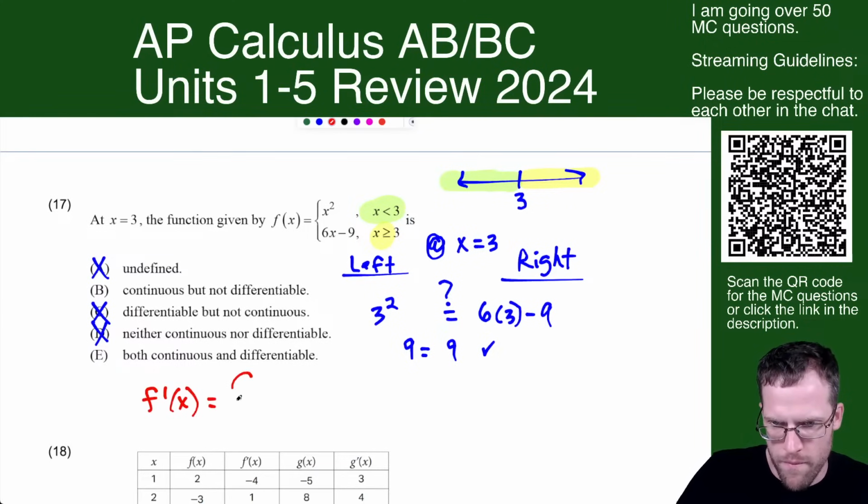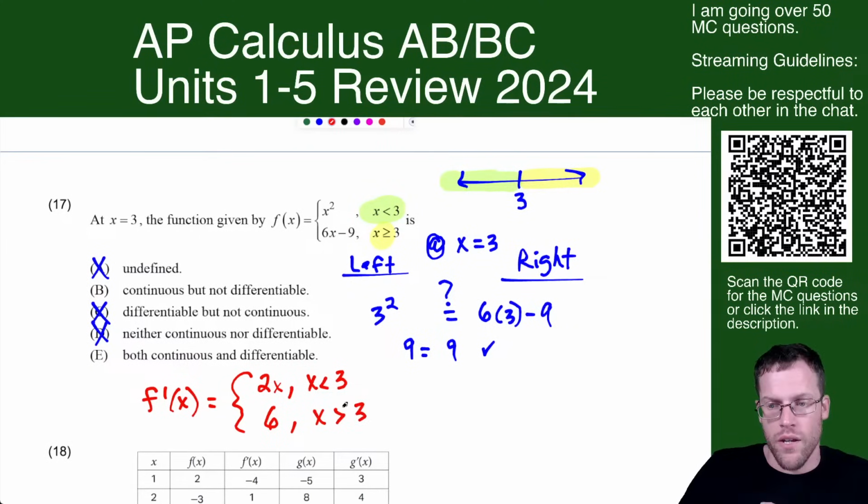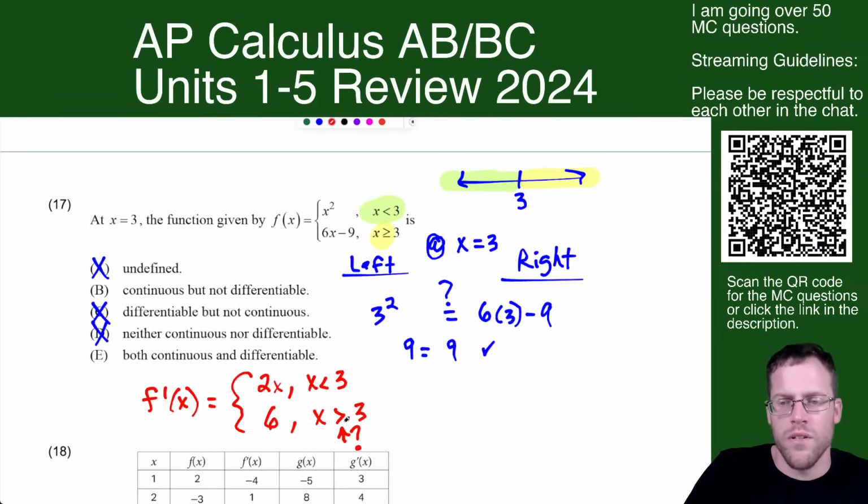So f prime is 2x when x is less than 3. And it's just 6 when x is, right now, temporarily, I leave it as greater than. Okay, so this is questionable. Is it greater than or equal to?